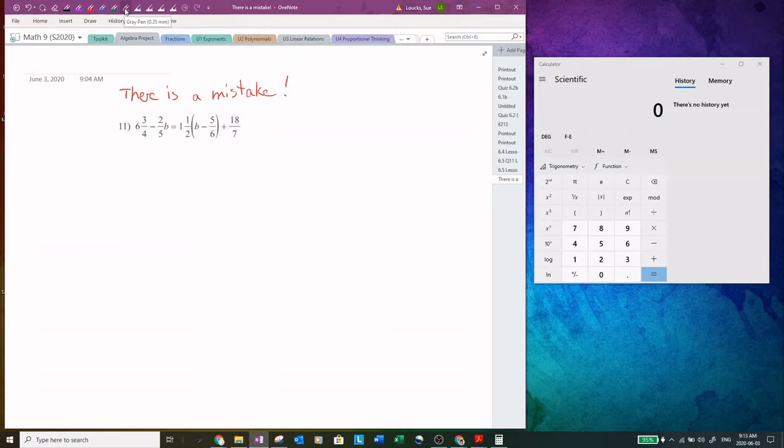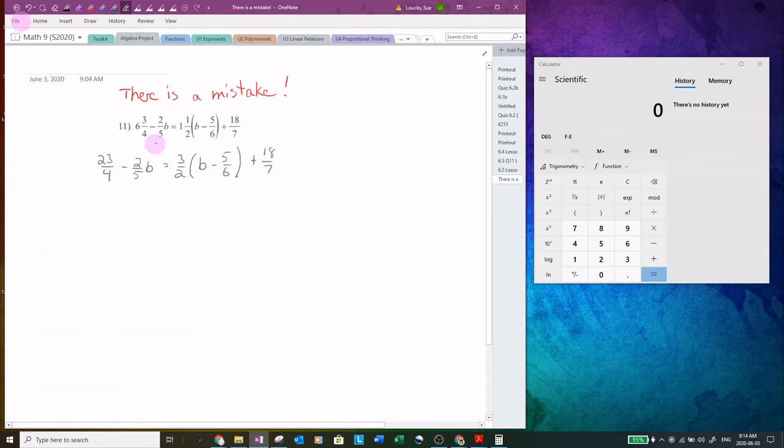Okay? All right, so the first thing I'm going to do, because this is a really ugly question, is make everything into an improper fraction. So I get 23 over 4 minus 2 over 5b equals 3 over 2 times (b minus 5 over 6) in brackets plus 18 over 7.